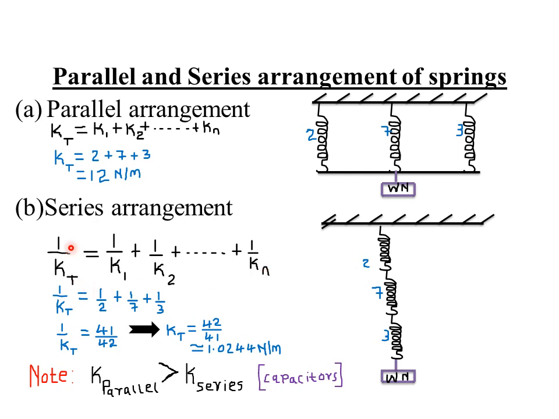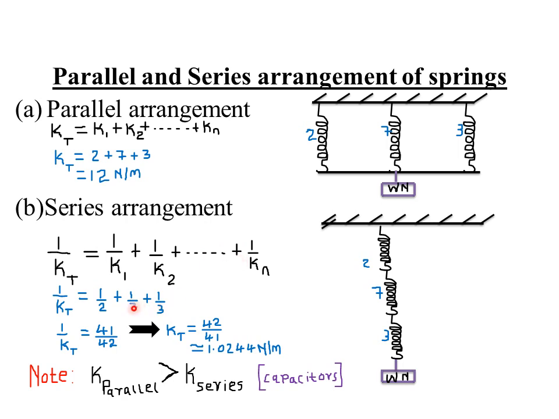So that means if you want to find the spring constant for maybe 3 springs, 1 over k total will be equal to 1 over k1 plus 1 over k2 plus 1 over k3. If you want to find the total spring constant for maybe 5 springs, 1 over k total will be equal to 1 over k1 plus 1 over k2 plus 1 over k3 plus 1 over k4 plus 1 over k5.